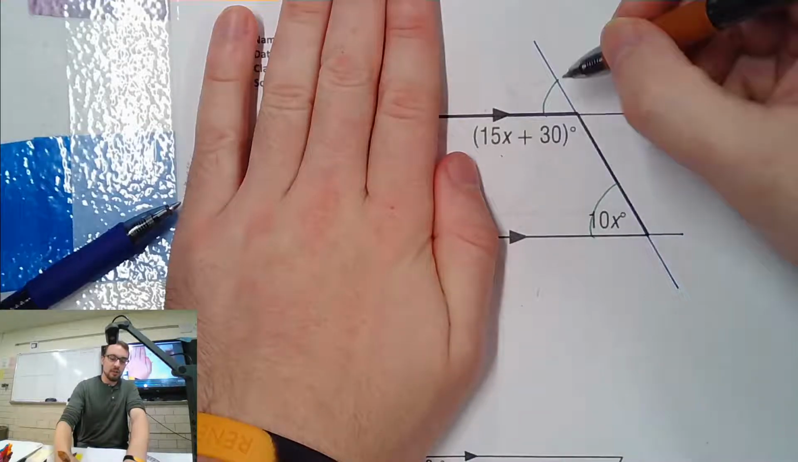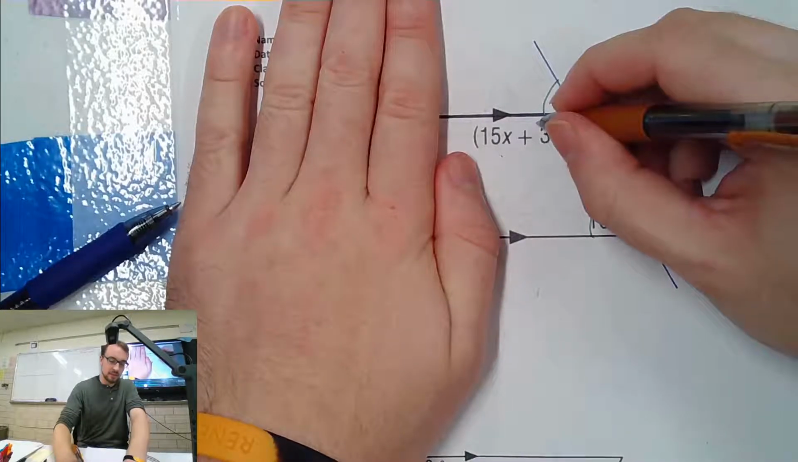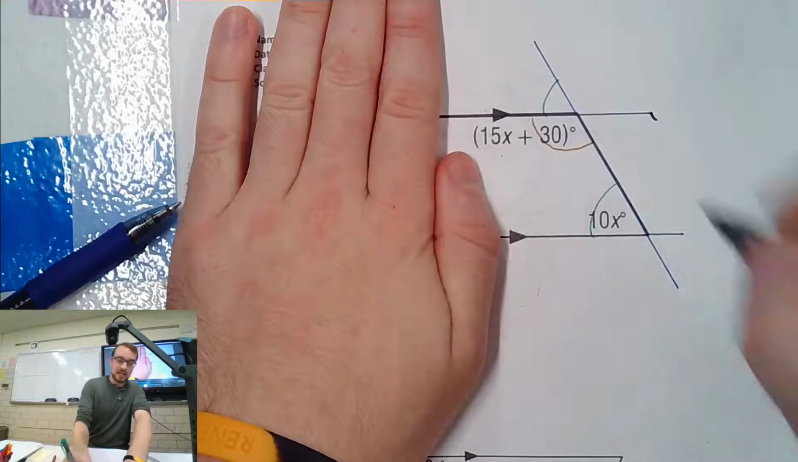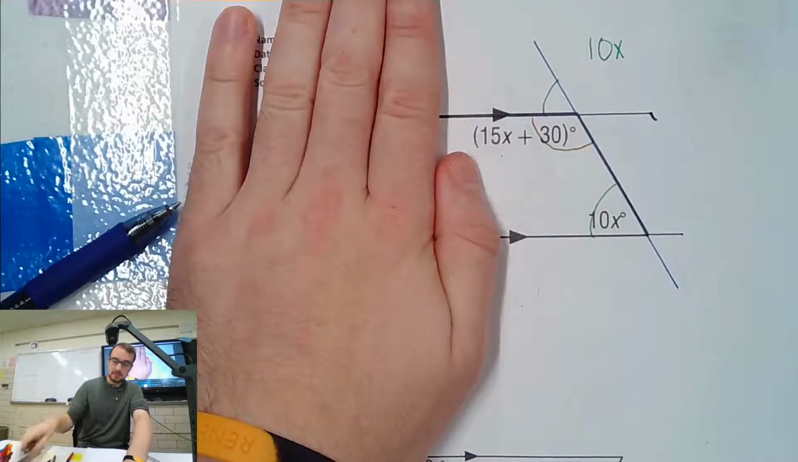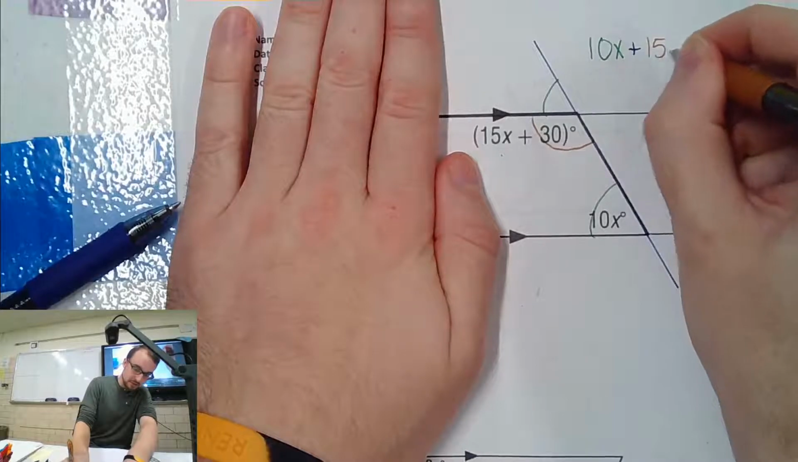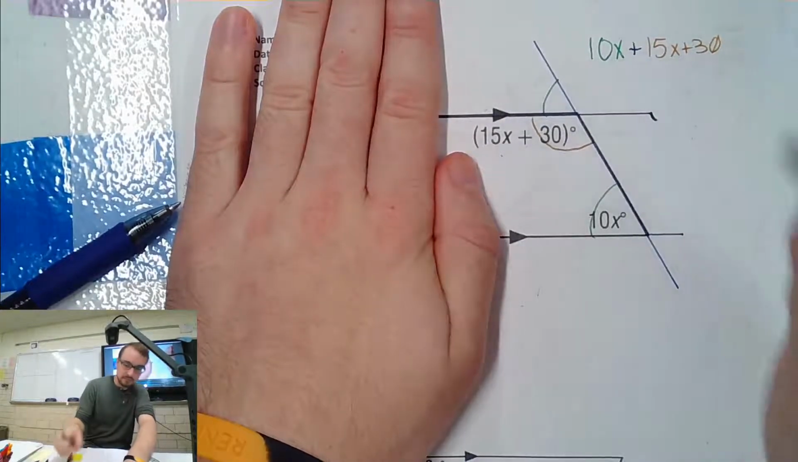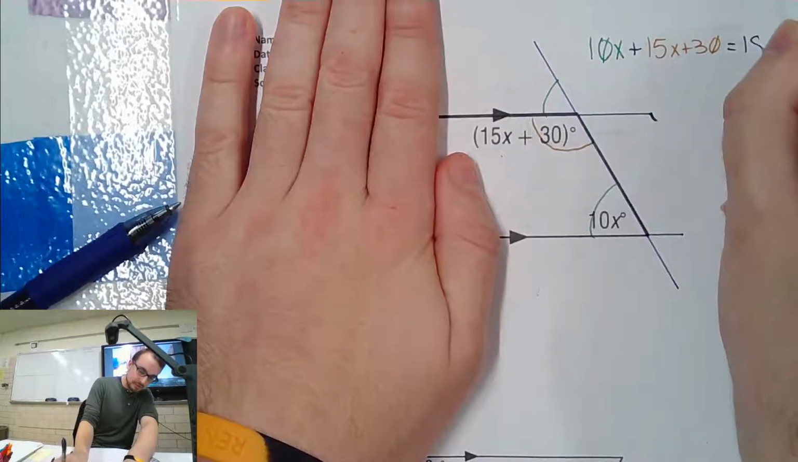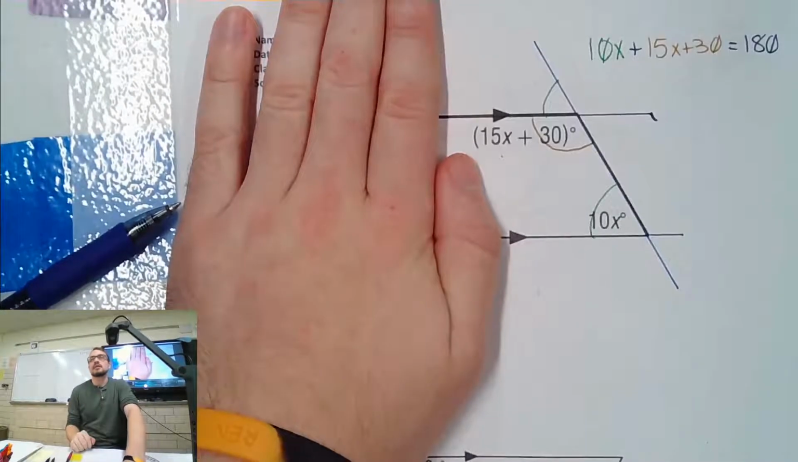Maddie, what do we know about the green angle and the brown angle? They're a linear pair. So they must add up to 180, right? So 10x plus the brown angle, which is 15x plus 30, a bunch of junk, right? Just write it down. Are a linear pair, so they add up to 180. Now you do math.